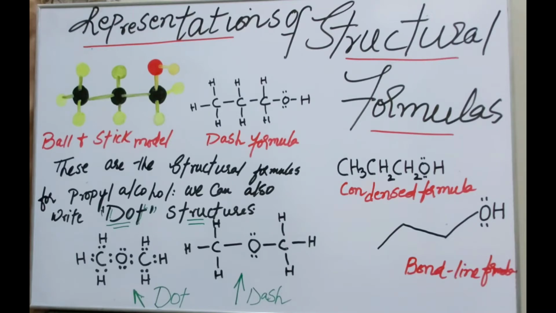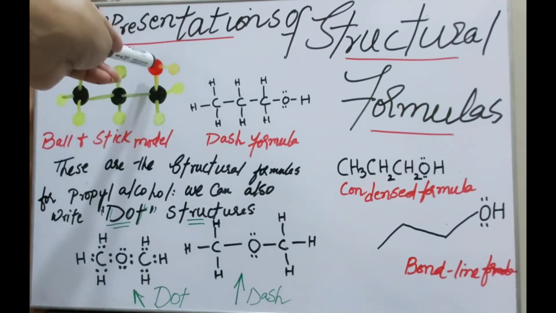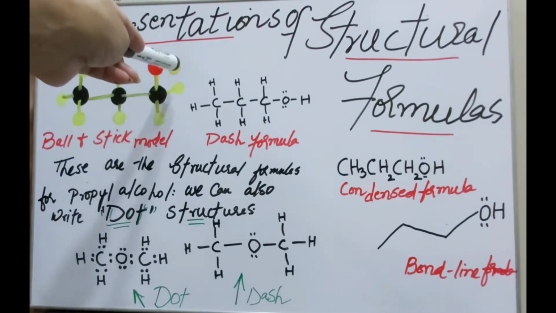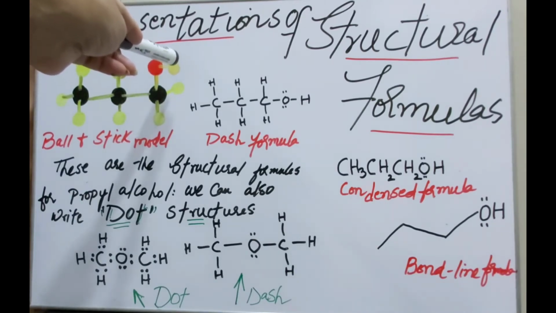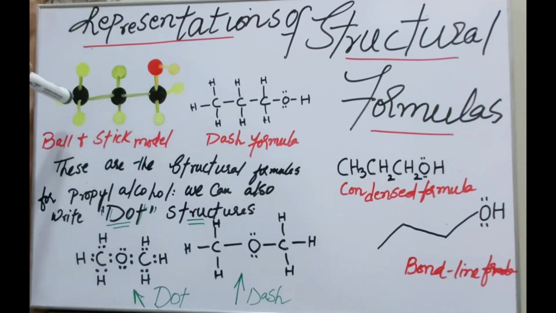Okay, the structure number one is the ball and stick model. Why do we call it a ball and stick model? Because you can see these are the black balls, which are the carbon atoms, and the yellow or white ones are the hydrogens. Whereas this red one is an oxygen that is connected to again a hydrogen by single bonds. Now you can see the connectivity of atoms.